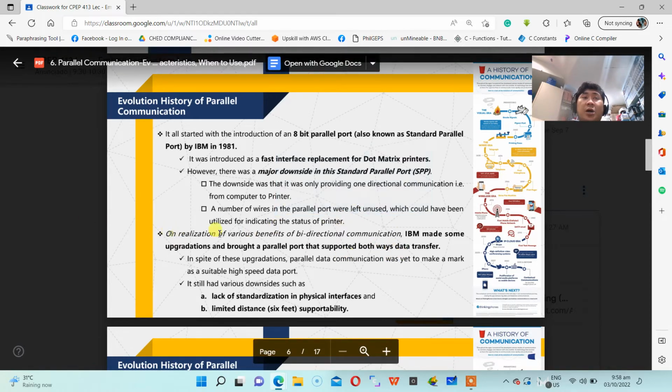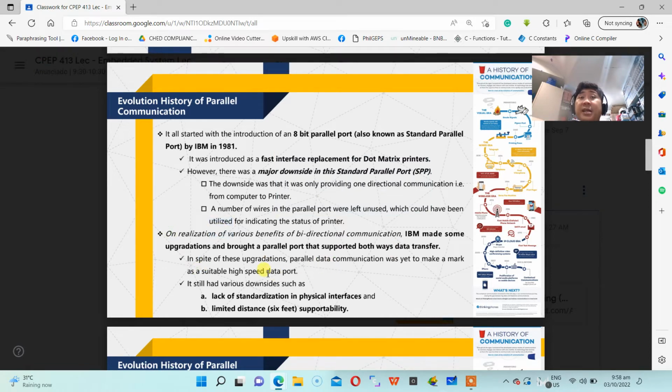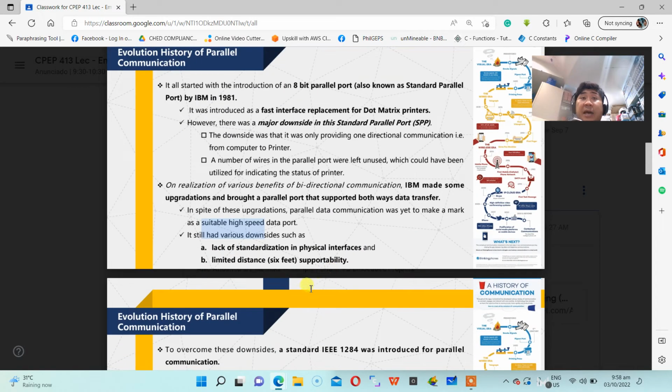So they made the upgrade. In spite of the upgradation, parallel data communication was yet to make its mark as a suitable high-speed data port. It still had various downsides: lack of standardization of the physical interface and limited distance, with only 6 feet of supportability.